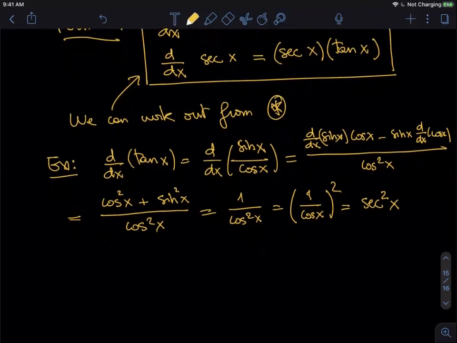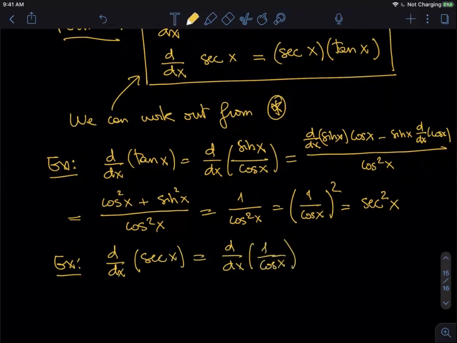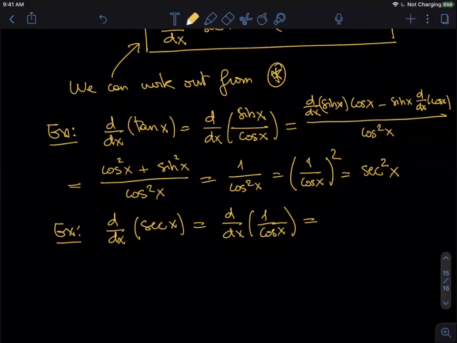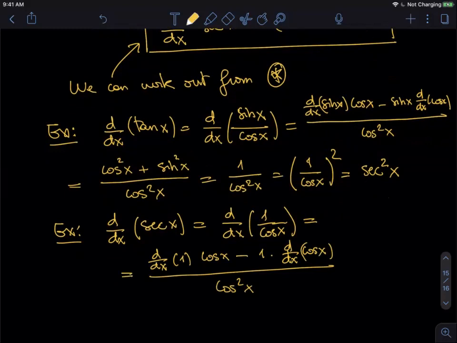Of course, we could do also the secant, right? Because the secant, we just said it, is 1 over the cosine. So we could apply here the quotient rule. So this is d dx of 1 times cosine minus 1 times d dx cosine of x divided by the cosine square of x.